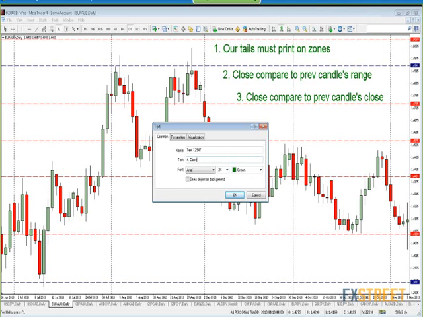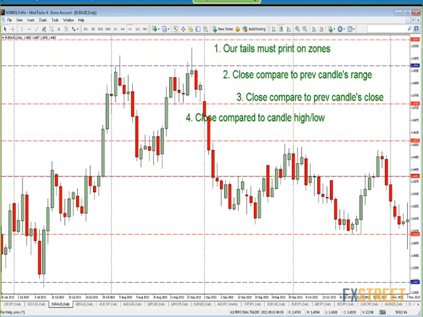Close of the candle compared to candle high and low. Obviously this candle's high and low tells me that this close is really close to the midpoint. It's not at the midpoint, it's a little bit above the midpoint, but you know what I'm saying, right? So that is where this fails.